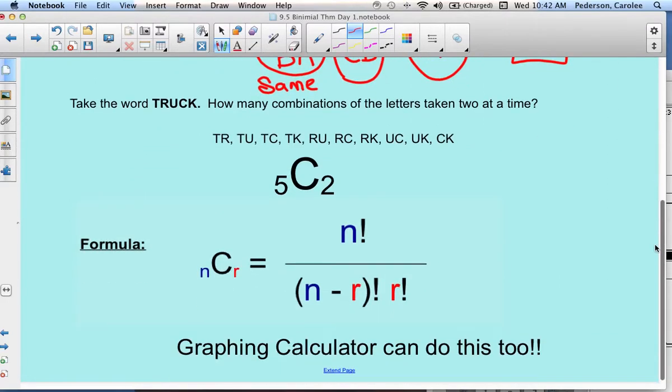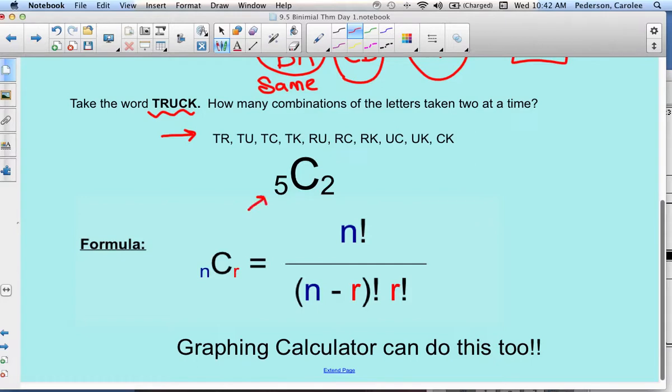So this is leading us into our first example. This one I would say maybe you would want to write down. Take the word truck. How many different ways can you take 2 letters at a time? So I've listed out the possibilities. TR, TU, TC, TK, etc. And if we had large groups, this would take a long time. What we can do instead is use a combination, a formula to help us.